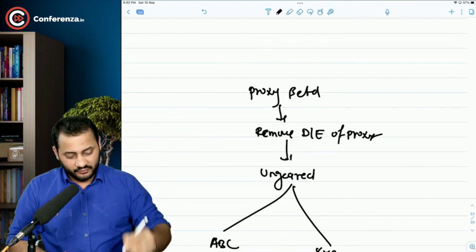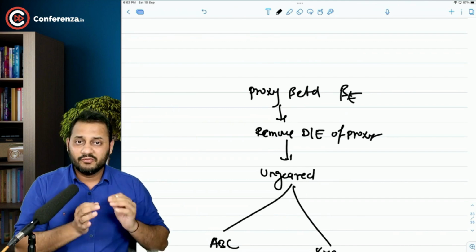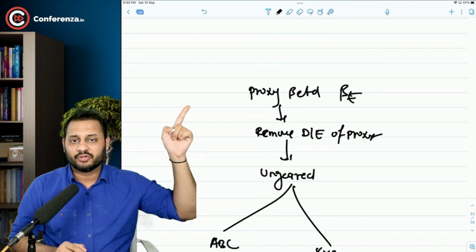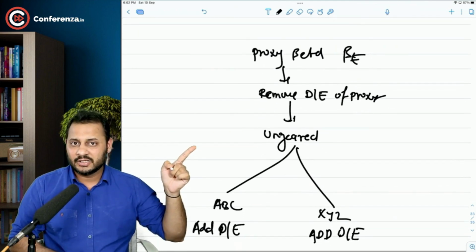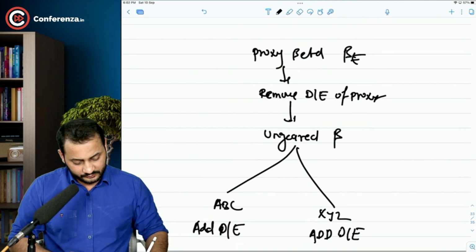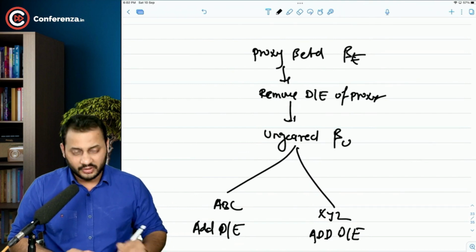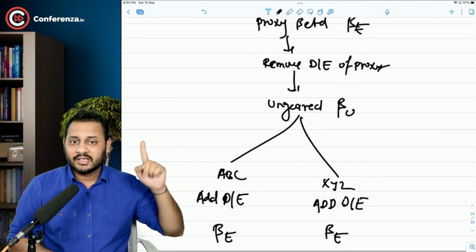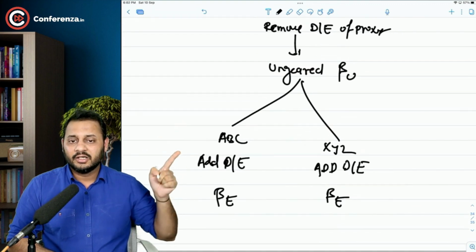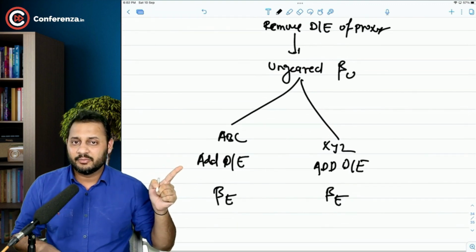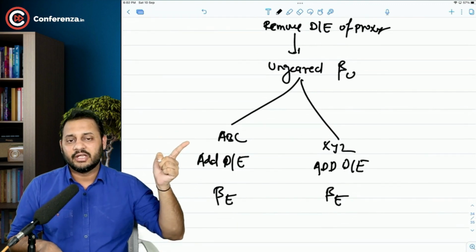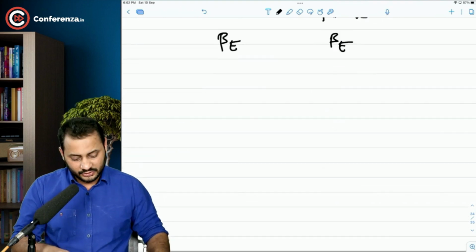We will take the equity beta of the proxy, we will remove the debt equity ratio of the proxy out of that, convert that levered beta into unlevered beta or ungeared beta, and then after this ungeared beta, again we are going to convert that to geared beta by adding the debt equity of ABC and debt equity of XYZ.